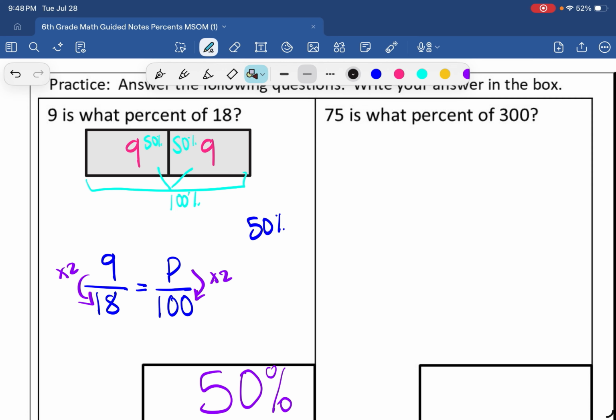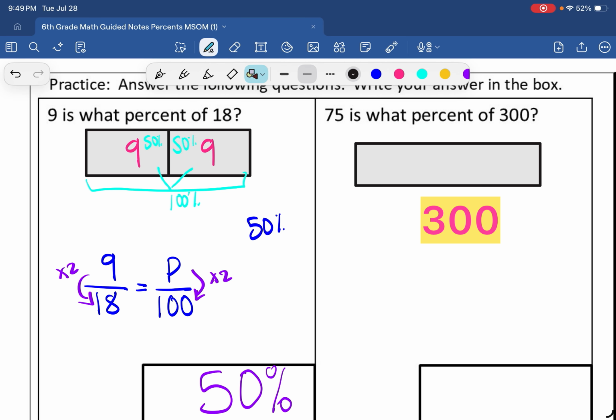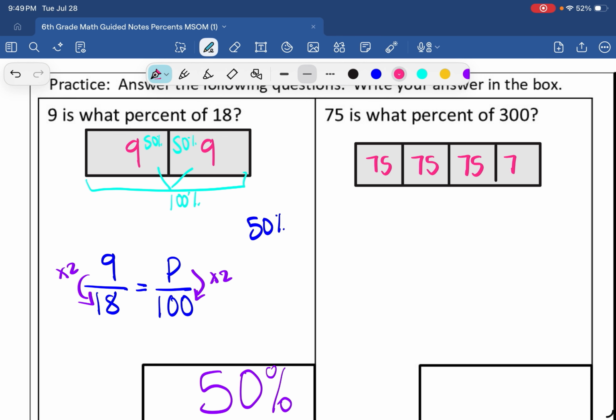75 is what percent of 300? Let's start by setting up a bar model. 300 divided by 75 is 4, so I can split these up into 4 sections. If each of them are 75, that would give me a whole of 300 because 75 times 4 is 300. Now this is also 100%, and so I have to take 100% and divide it into 4. That means one of these will be 25%. Therefore, 75 is 25% of 300.